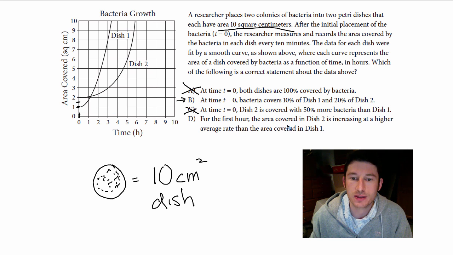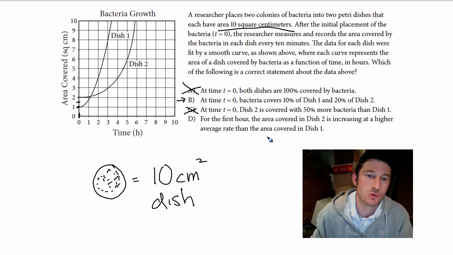For the first hour, the area covered by dish 2 is increasing at a higher average rate than dish 1. No, we said that dish 1 is growing way faster, right? Look at the slope of that curve. It's growing way faster. So that's it.